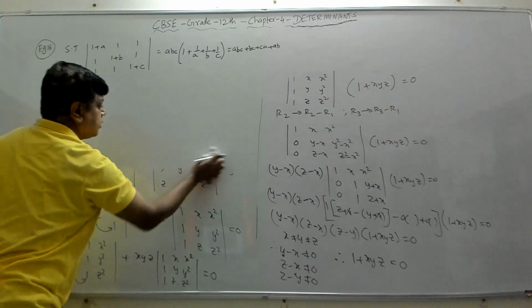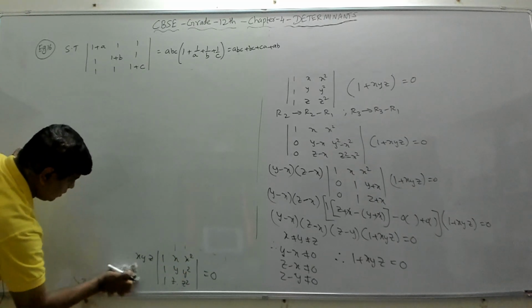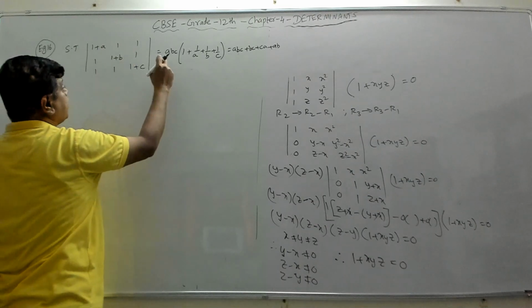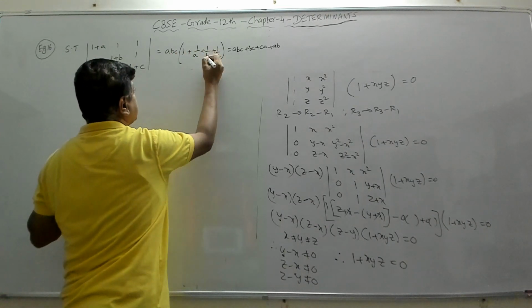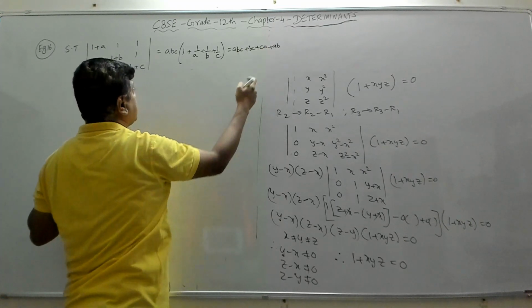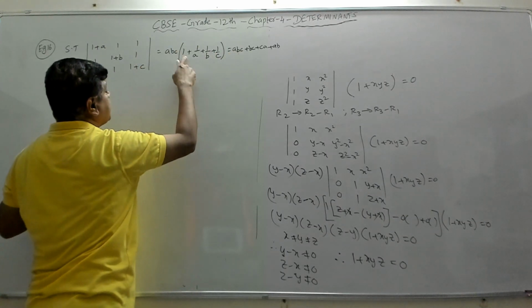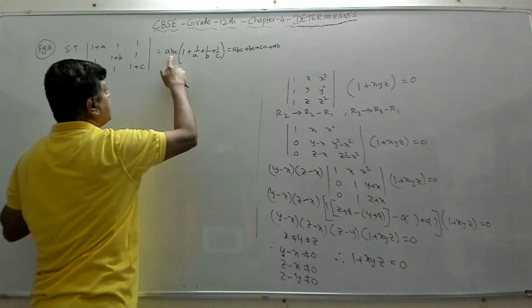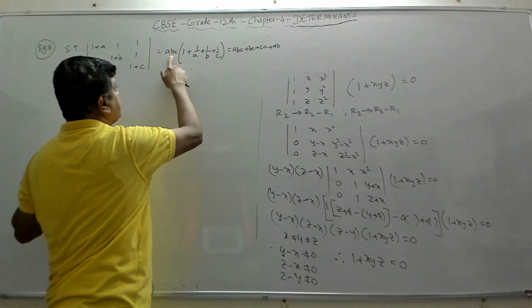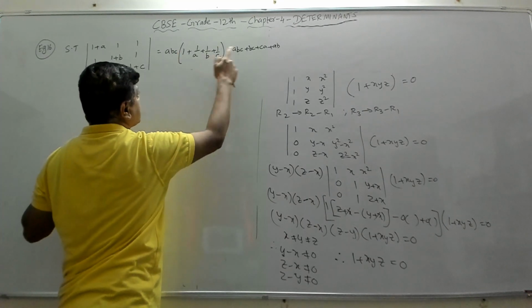So we have to prove that the value of this determinant is equal to abc into 1 plus 1 by a plus 1 by b plus 1 by c, that is equal to abc plus bc plus ca plus ab. See, once you prove this is equal to this, then getting this is easy because you need to multiply this. abc into 1, you'll get abc. abc into 1 by a, you'll get bc because a will get cancelled. Then abc into 1 by b, b will get cancelled, you'll get ca. Then abc into 1 by c, c will get cancelled, you'll get ab.